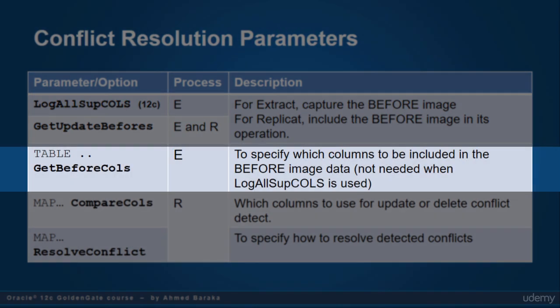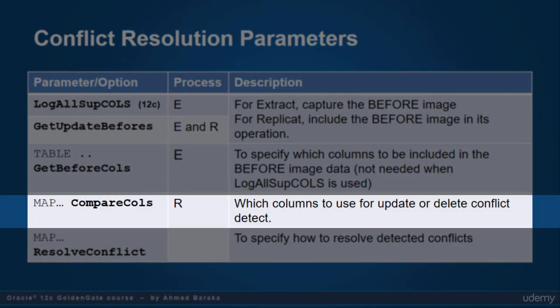GETBEFORECOLS is actually an option in the TABLE parameter, and it is used in the extract process parameter file. You use this option to specify which columns to be included in the before image data. However, if you use the LOGALLSUPCOLS parameter, you don't have to use this option. The before image of the supplementally logged columns will already be captured in the trail files.